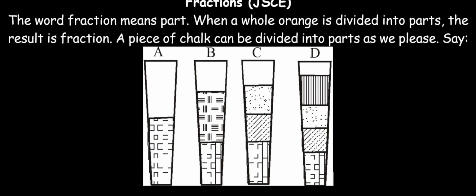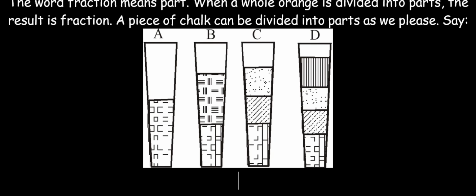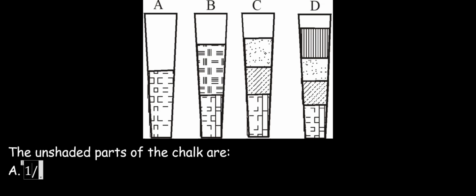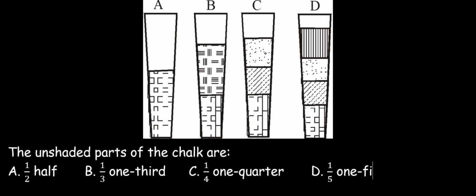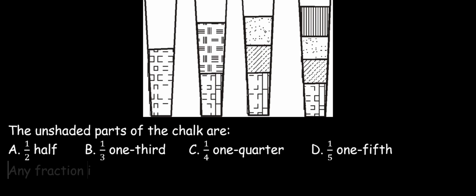Say, as shown below, the unshaded parts of the chalk are, in the case of chalk A, half. In the case of chalk B, the unshaded part is 1/3. In the case of chalk C, the unshaded part is 1/4 because the chalk is divided into 4. In the case of D, the unshaded part is 1/5 because the chalk is divided into 5 different portions. Any fraction is never whole or full.